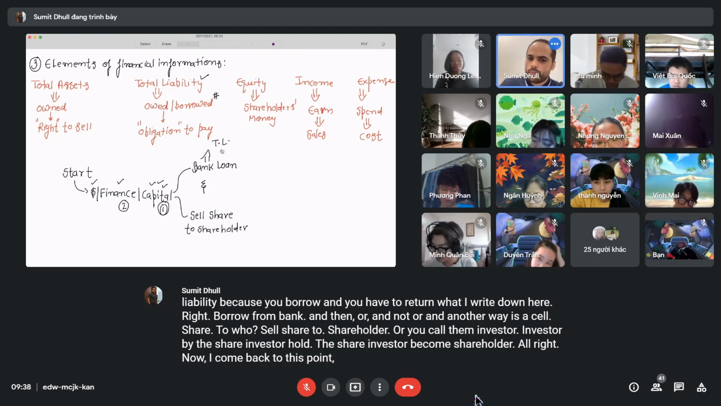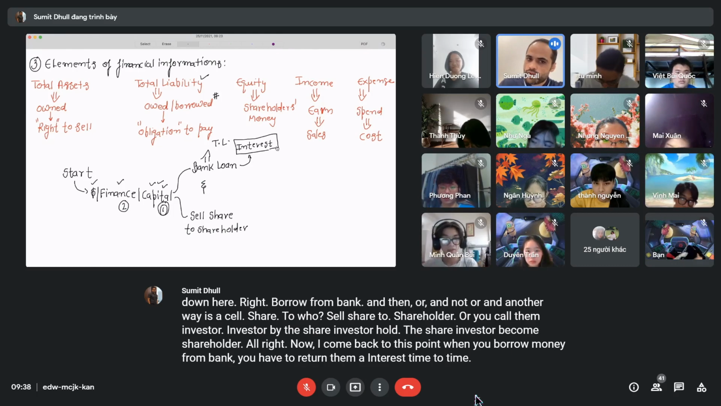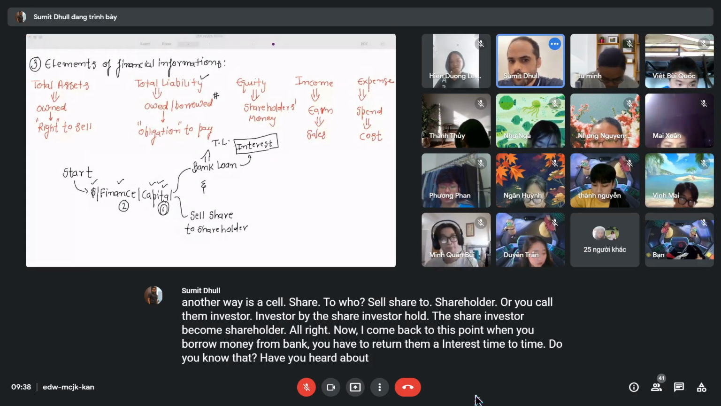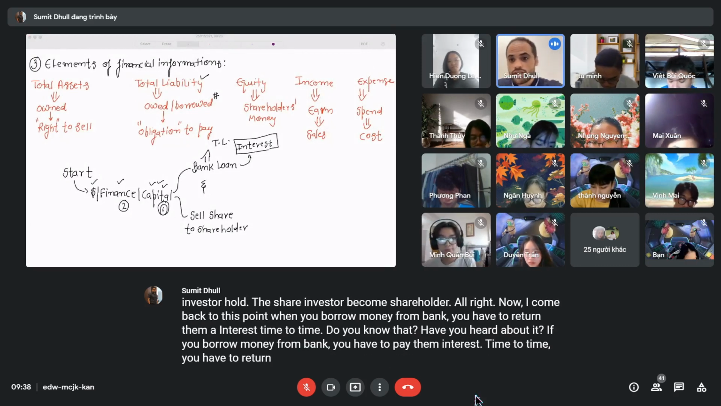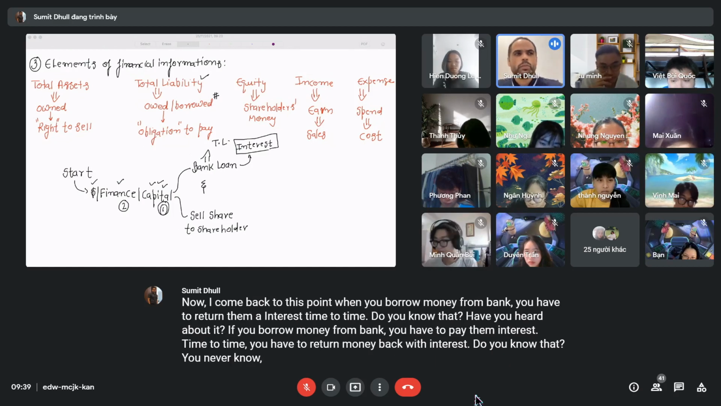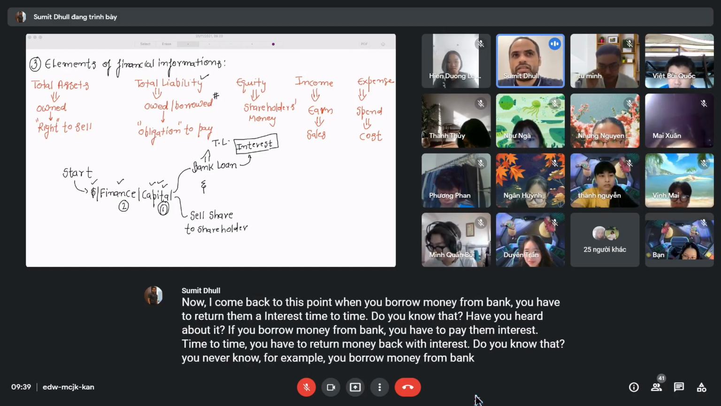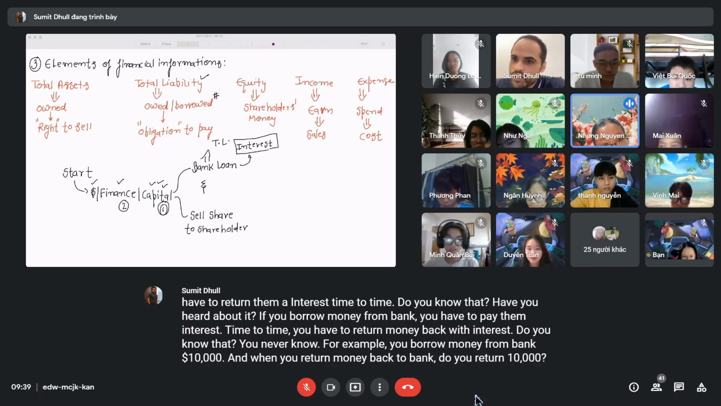Now, I come back to this point. When you borrow money from a bank, you have to pay them interest from time to time, or return the money back with interest. Do you know that? For example, you borrow $10,000 from the bank. And when you return the money to the bank, do you return $10,000? No, more. Why more?